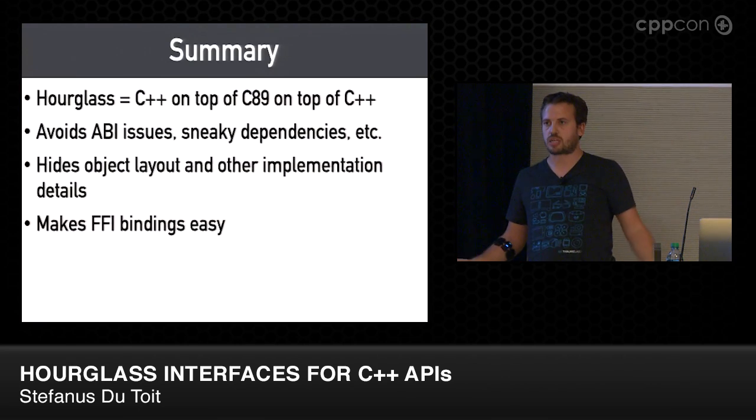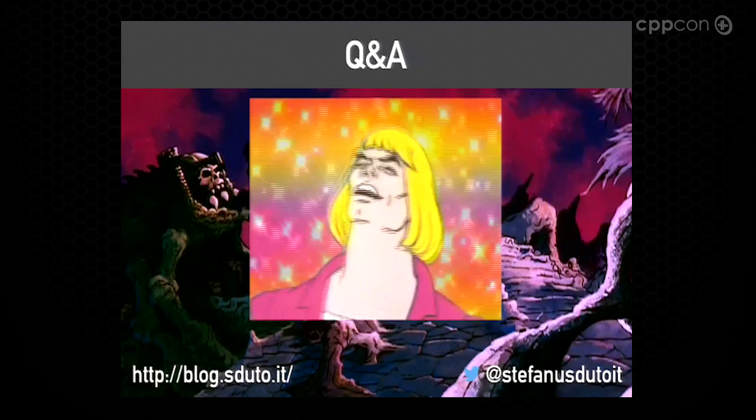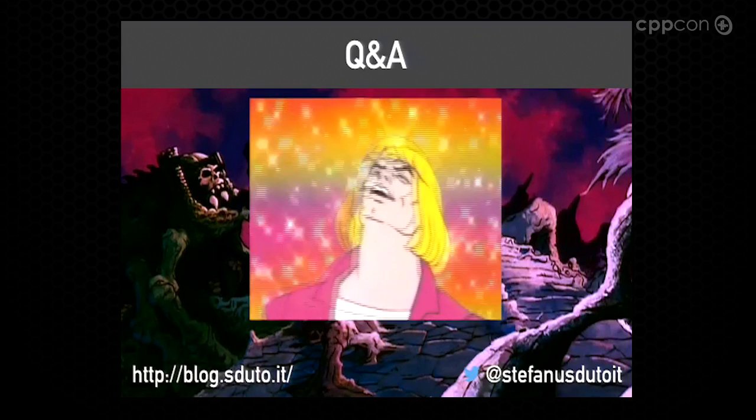It hides the object layout of everything and all kinds of other implementation details, which makes it much easier to ship bug fixes, for example. And it makes FFI bindings easy. So if you don't want your shared library experience to look like this, use Hourglass, and maybe it'll look more like this. That's it.